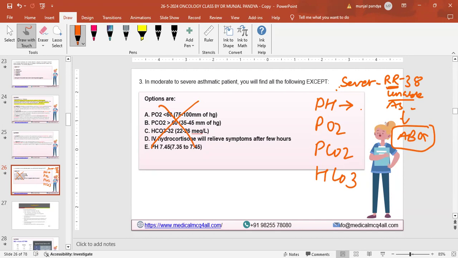Sir, the patient will be acidotic, pH will decrease. Okay, so pH will decrease. Excellent, right? So first of all, pH decrease means what? 7.35 to 7.45 is the normal pH, right? Right, sir. So you have probably been thinking that this is less than 7.35, right? Yes, sir. Okay, fine. What's the next?